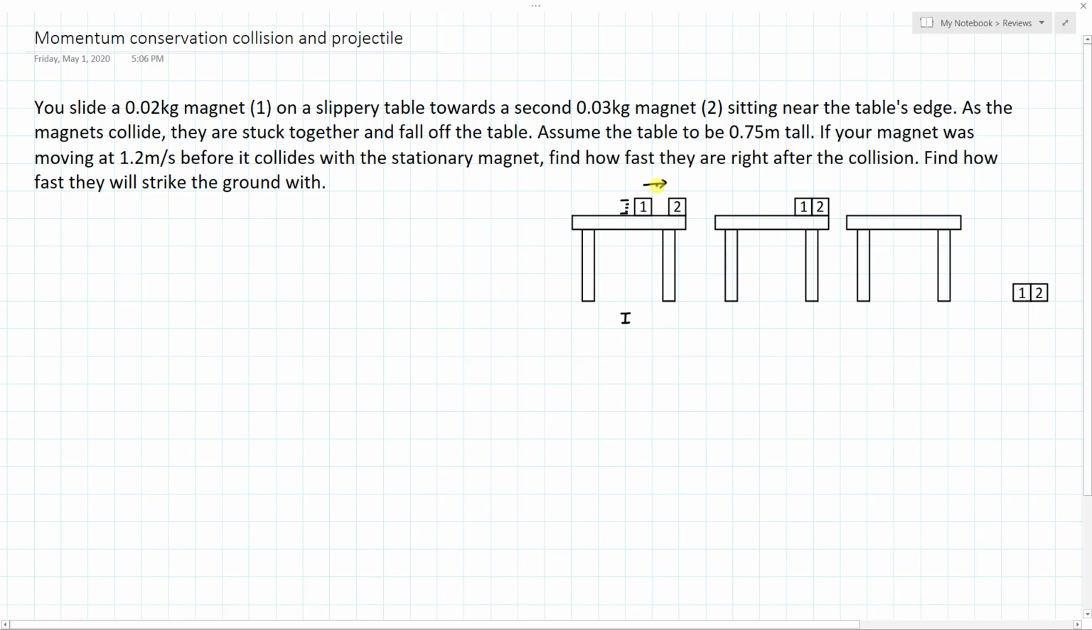this way. Alright, so the second instance right here, Roman numeral number 2, this is when the magnets are stuck together right after the collision. They're still moving, but not as fast. Together they're moving off the edge of the table.